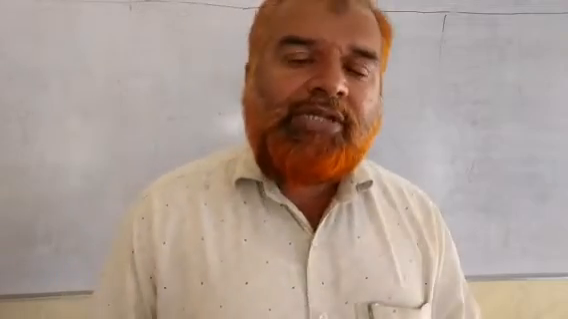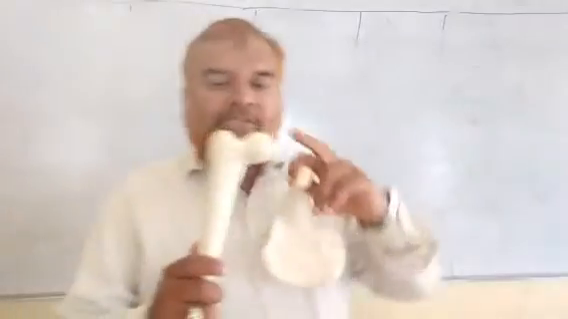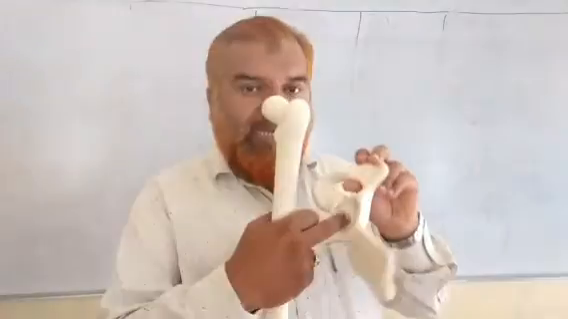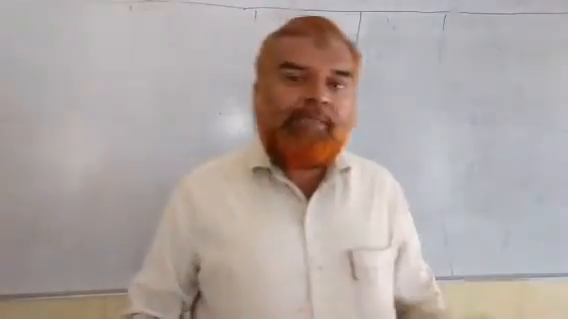After this we have talked about some different types of joints. Clear? We have synovial joints where we come across synovial fluid, fine, clear. Then we have ball socket joints, fine. This is the classical example of ball socket joint, where this is like a ball, this is like a socket. So this ball socket joint, fine.